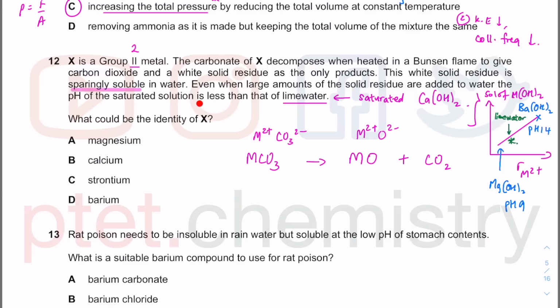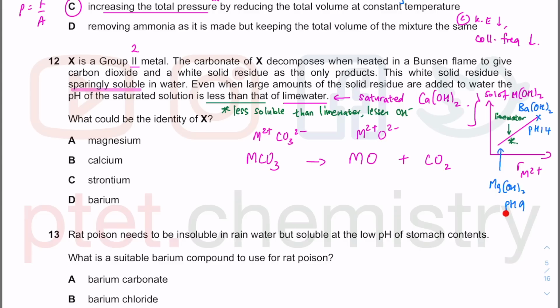So this one, it says the pH of the saturated solution is less than that of lime water. So this is lower pH than that of lime water, and therefore it is not as soluble as lime water. So this is less soluble than lime water. If you are less soluble than lime water, that means you have less hydroxide in the solution, and therefore your pH will be a lower value than that of the lime water, which means we are looking at this solid residue being magnesium oxide, because magnesium oxide dissolves in water to give you magnesium hydroxide.